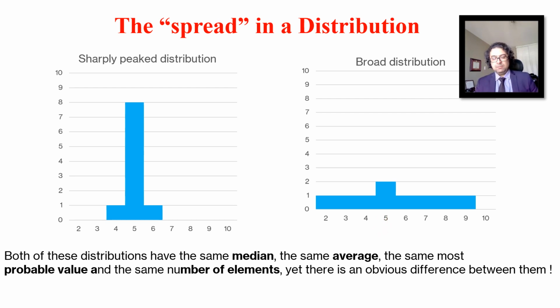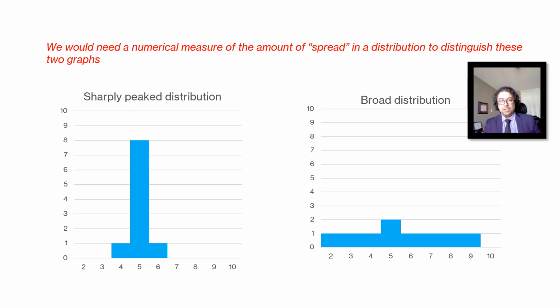Now, so that makes the spread of a function, the spread of a distribution, an important quantity. And I want to find a way to measure the spread in a distribution. If I find a technique to measure the spread in a distribution, then I can talk about a sharply peaked distribution and distinguish it from a rather broad distribution.